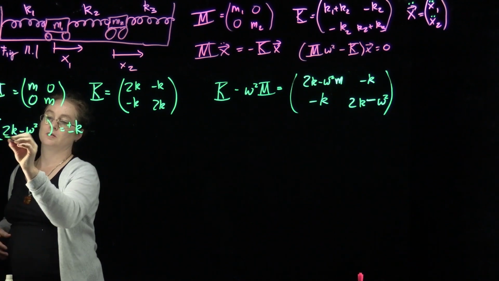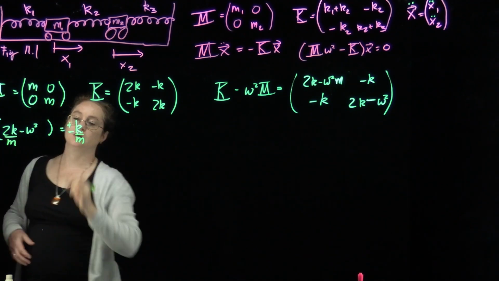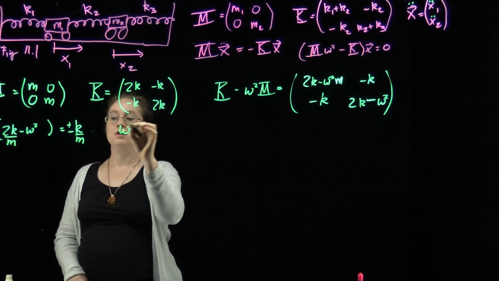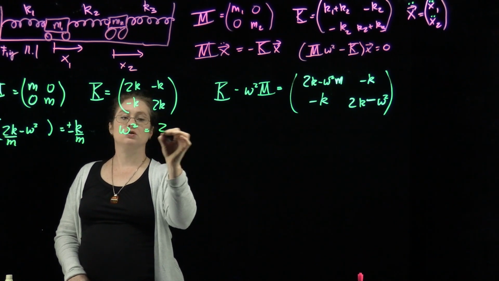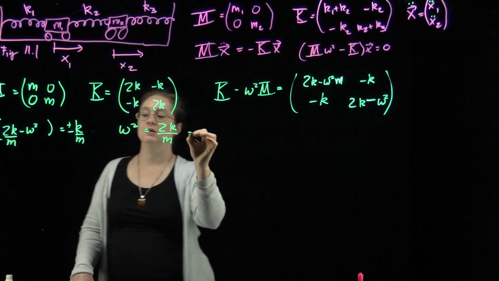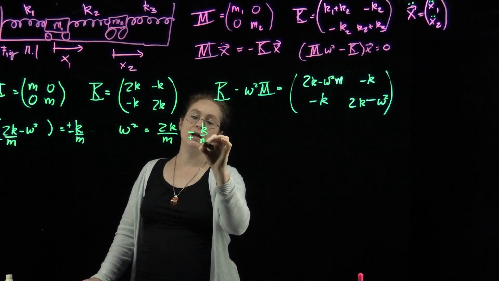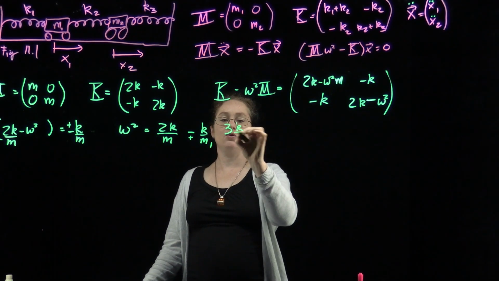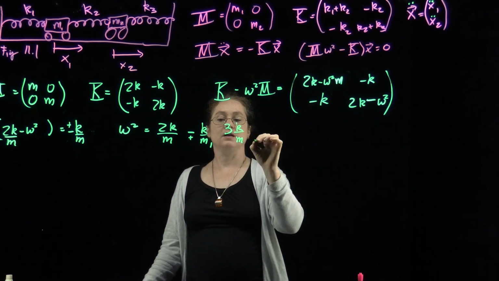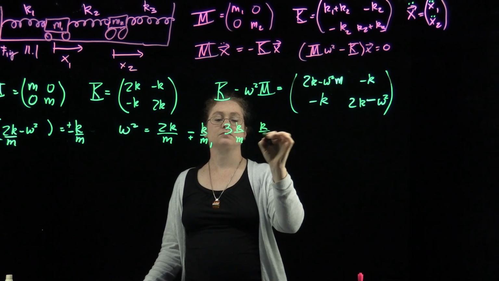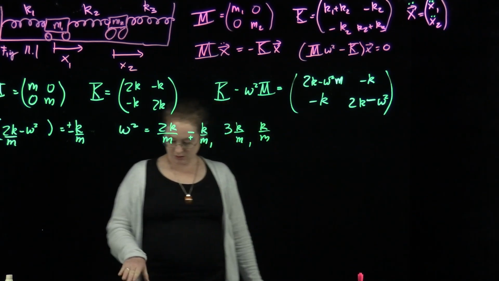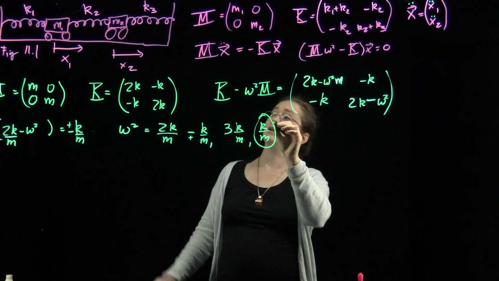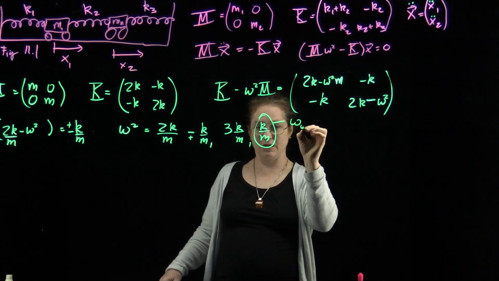So here I am, and then I can solve this for omega squared. Omega squared equals 2k over m minus plus k over m. So my two solutions are either 3k over m or k over m. And you will notice that this one looks like if we had just one mass oscillating on one spring. We will call this omega naught squared.